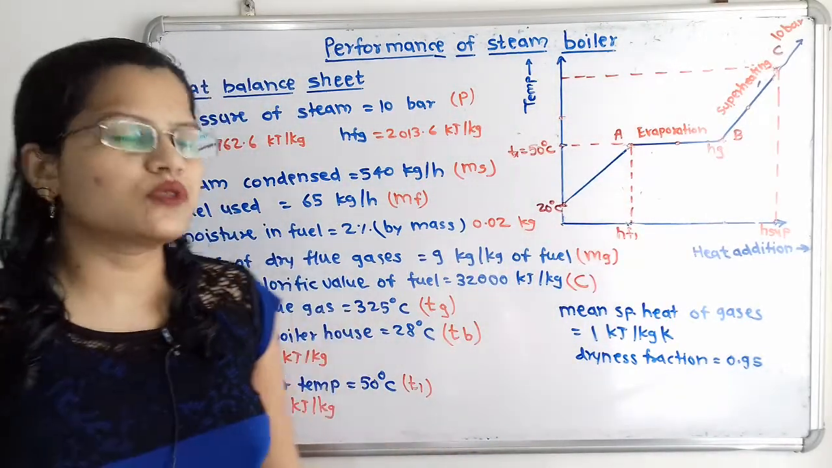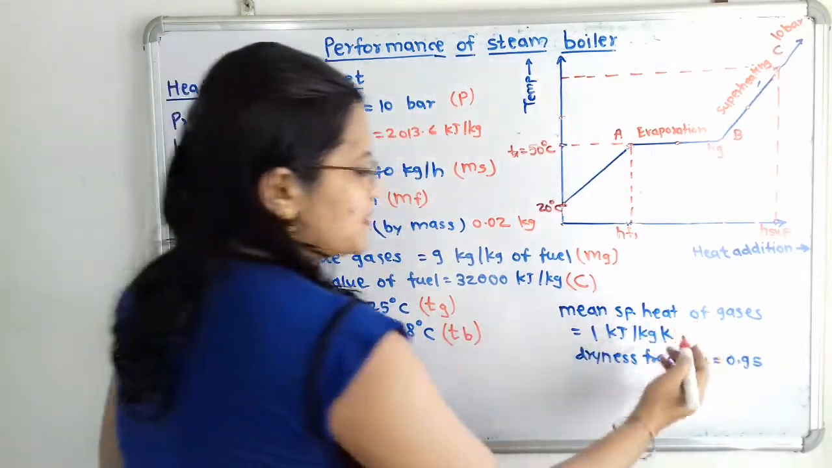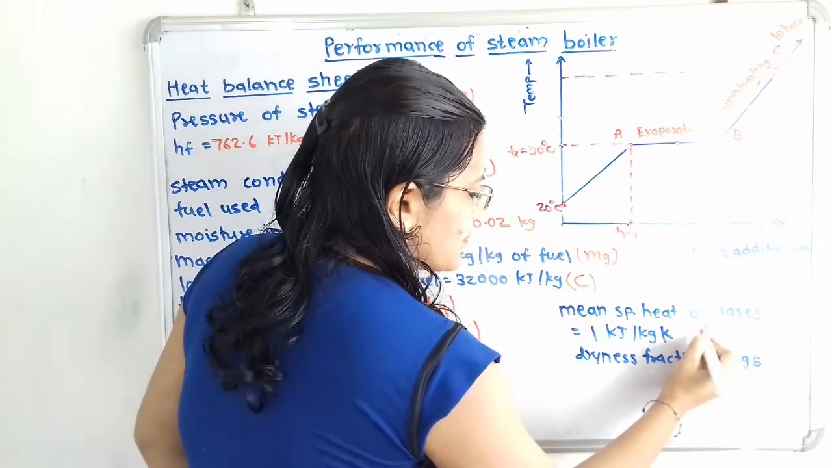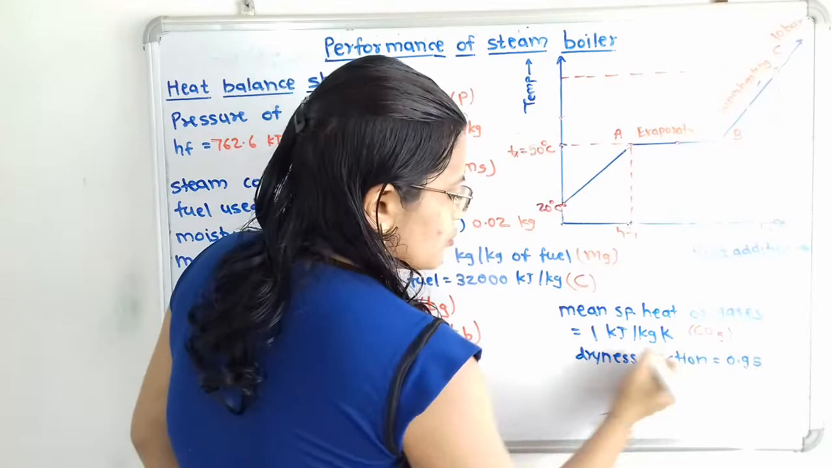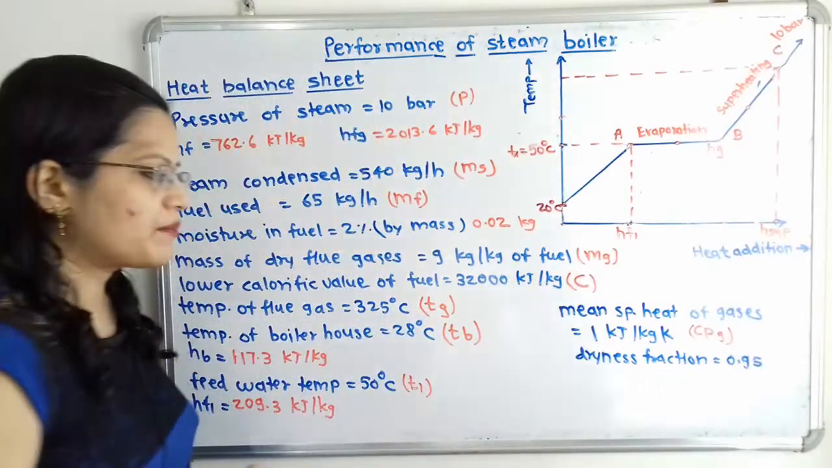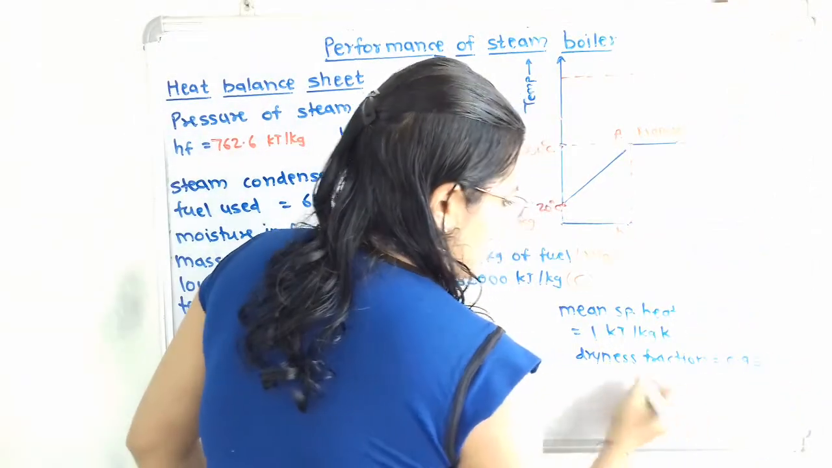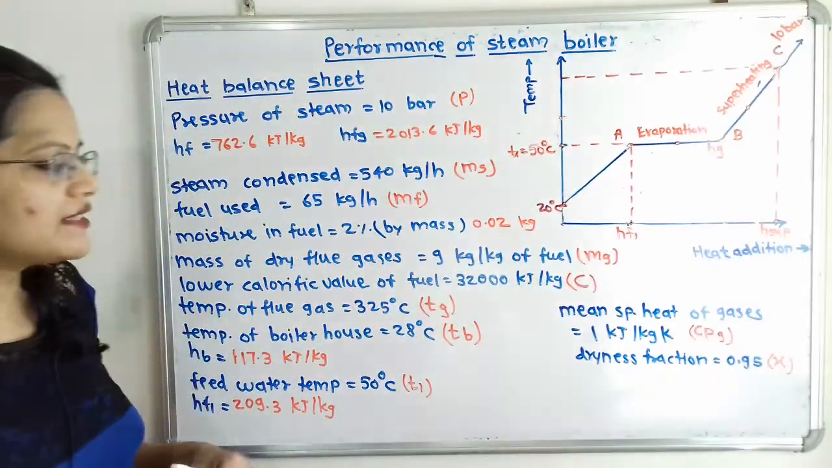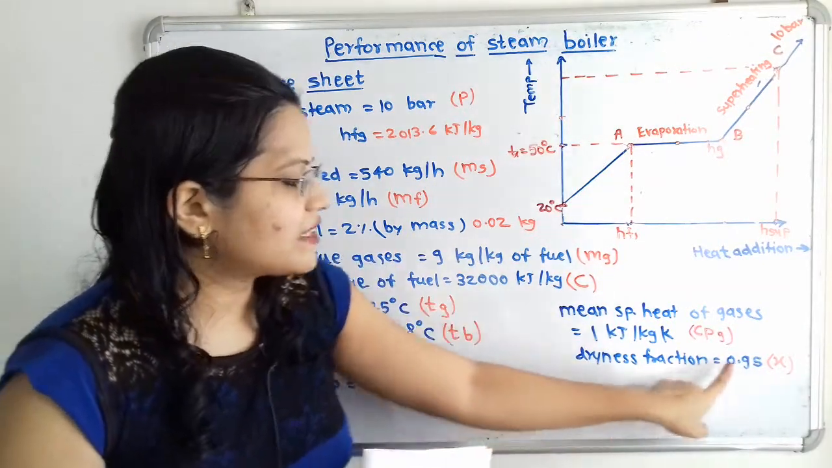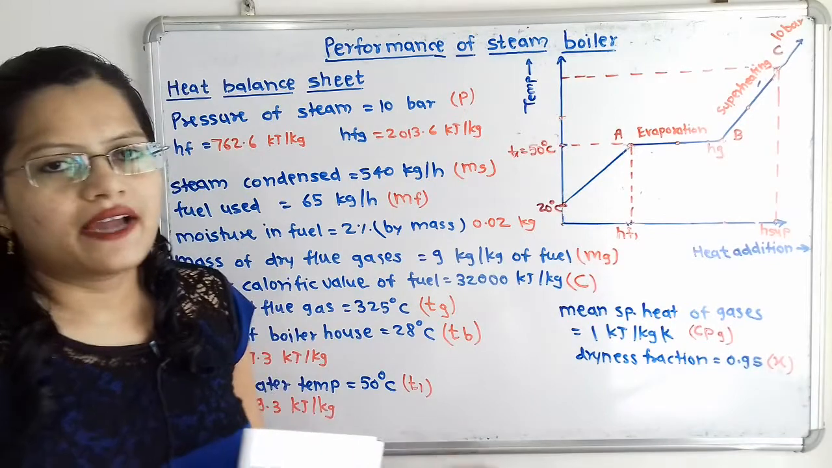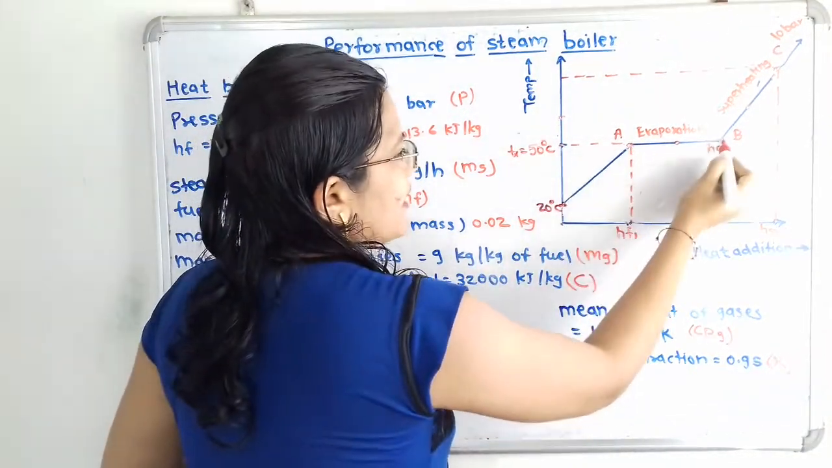Then we will move to the next point, the mean specific heat of gas, that is Cp, or Cpg for gas. Cp is given as 1 kilojoule per kilogram Kelvin, and the dryness fraction X is also given, 0.95. So we can say that the steam formed is wet steam, because the dryness fraction is given as 0.95. So the steam formed may be in between the points A and B.